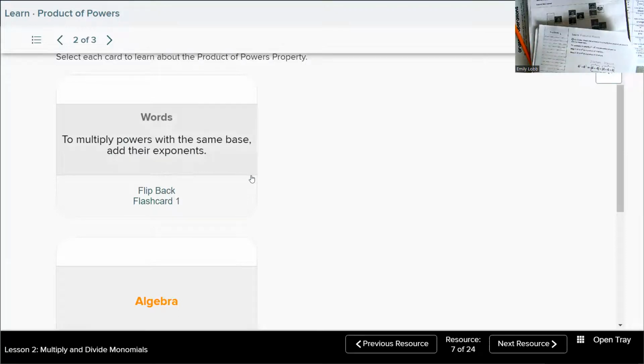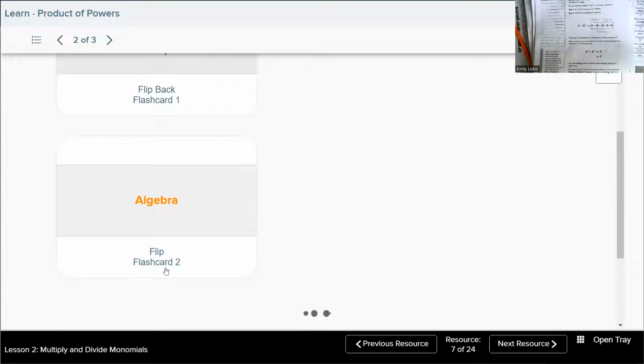Words. So to multiply powers with the same base, we add their exponents. Do you see where it says that? On the bottom of page 14 under words. And then right to the right of that, it says algebra. So a to the m times a to the n is equal to that same base with the sum of those exponents added together.